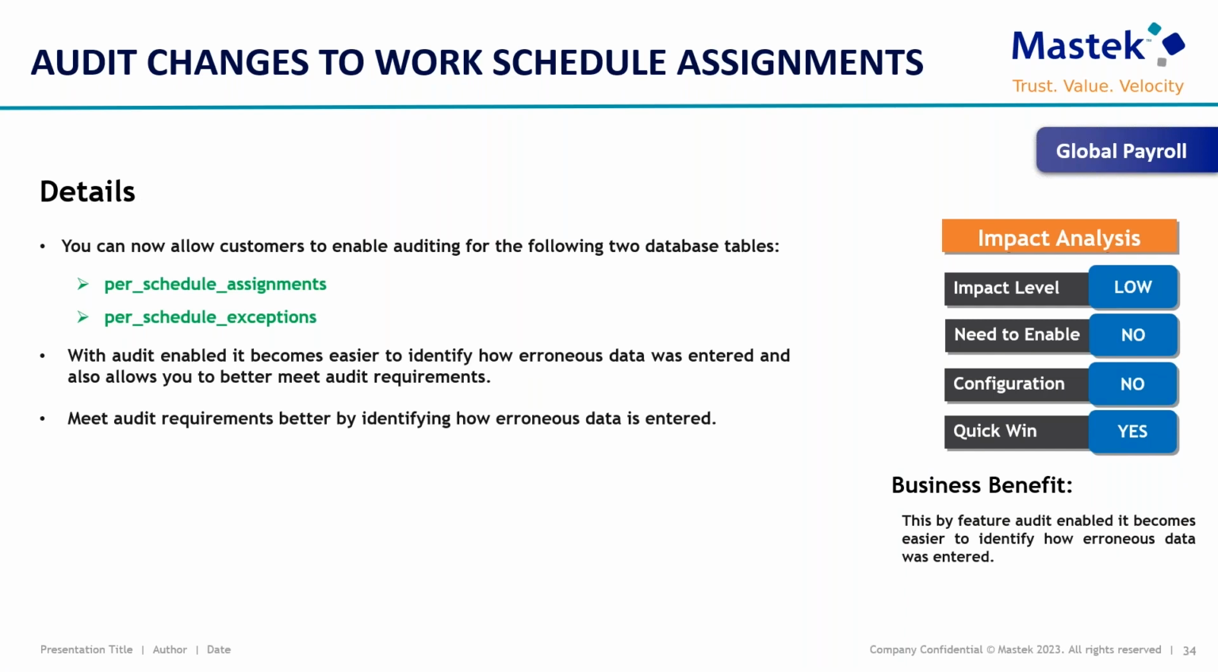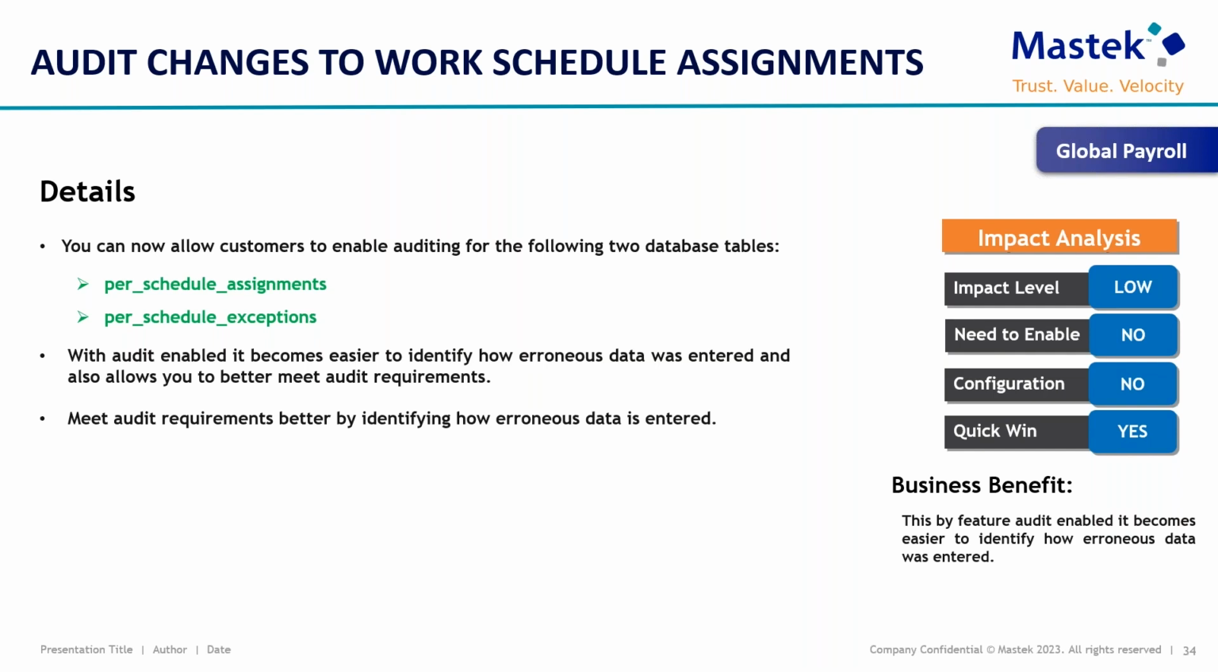The next feature is audit changes to work schedule assignments. You can now allow customers to enable audit for the following two tables. I know you won't be able to know the name of the tables, but these two tables consist of two different things. The first table consists of the schedule assignment, which will help the system identify which work schedule has been assigned to which employee, and the second table is the schedule exception, which will help the system identify which exception has been linked to which work schedule.